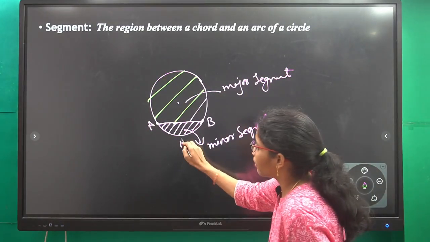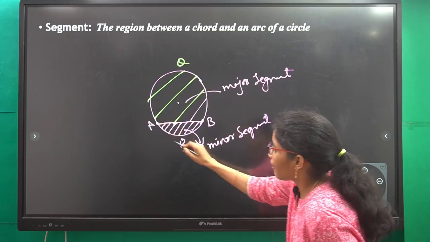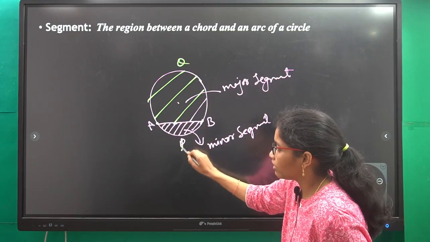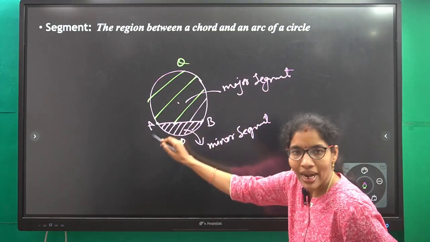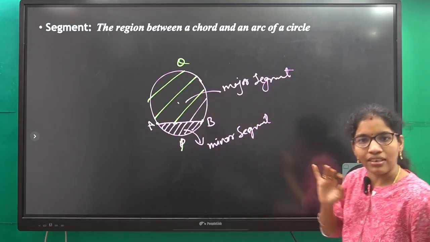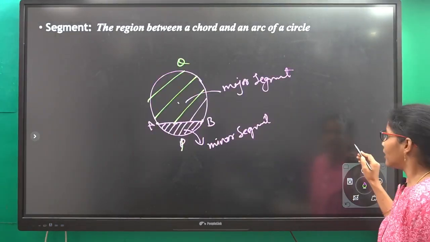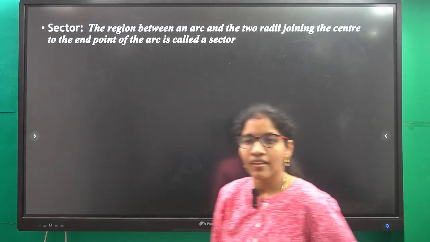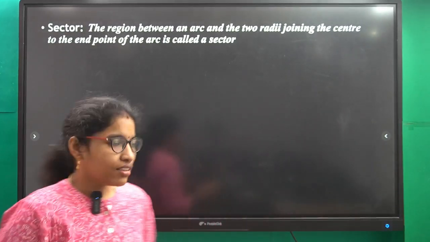Here this PQ you can take. This APB region. The region of this APB gives minor segment. The region of AQB gives what? Major segment. Clear? Right? So the next one is sector. What is meant by sector? You know, right?